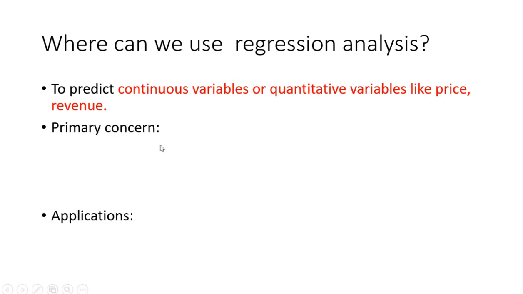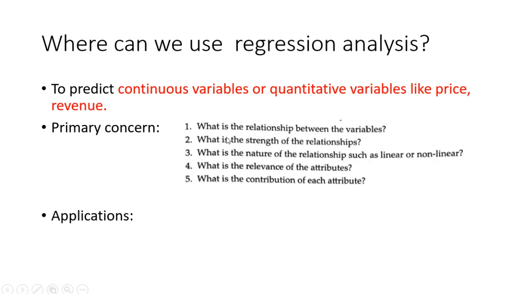The primary concern of regression analysis is that you need to know the relationship between the variables. You need to understand the relationship between the variables in your training data set. What is the strength of this relationship? What is the nature of the relationship, whether it is linear or non-linear? What's the relevance of the attributes? What is the contribution of each attribute?